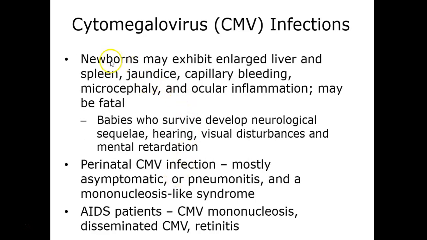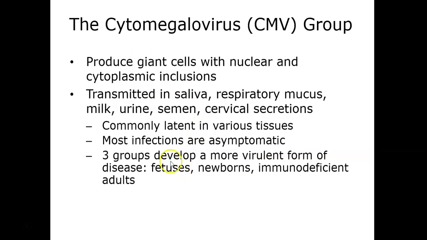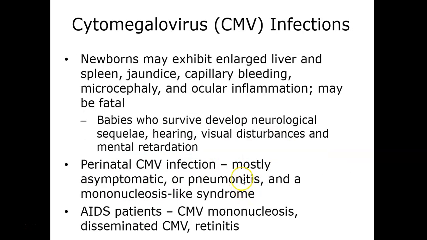So we mentioned newborns are in this group of the folks who can get the immunocompromised or more severe form. Newborns can see an enlarged liver and spleen. They can see jaundice, which is a yellowing of the tissues, capillary bleeding, inflammation of the eyes, and it can be fatal for babies. The perinatal CMV infection, we mentioned again, is able to generate, in some cases, pneumonitis, and even in some cases, a syndrome that appears like mononucleosis.